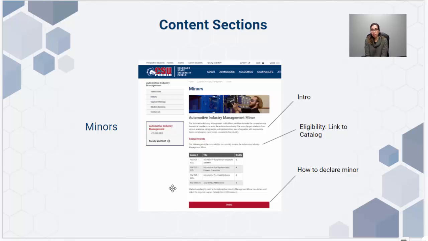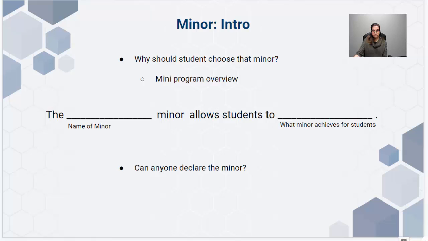Before we were seeing a lot of courses being added to the CSU Pueblo website, but now that we have a course catalog, we could just link to the course catalog for them to review the courses. The most important thing that minor pages are missing right now is how to declare it. Do they have to call someone, or do they have to go to PAWS? So it's really outlining those steps, as well as adding an intro of why students should choose that minor. So we recommend also approaching this like a mini program overview of the X minor and what it provides for students, or that verb of what it does.